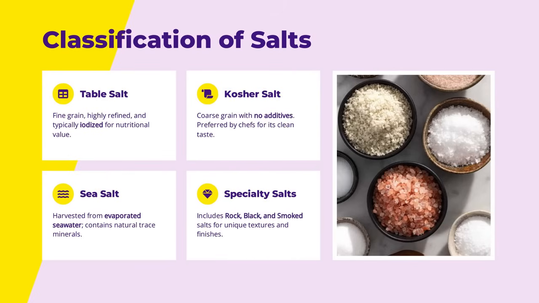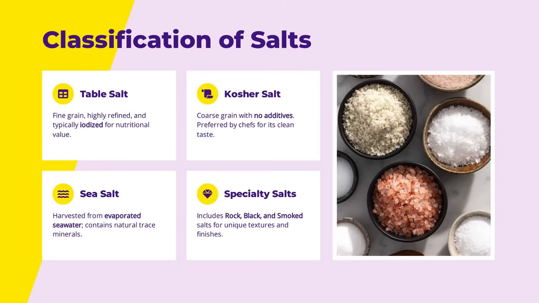Now, let us understand the different classifications of salt used in bakery and food preparation. Although all salts primarily provide sodium chloride, they differ in grain size, mineral content, texture, and culinary applications. The first type is table salt. Table salt is the most commonly used salt in households and bakeries. It has fine, highly refined crystals and is usually iodized to provide iodine, an essential nutrient for human health. Because of its uniform particle size, it dissolves quickly and distributes evenly throughout doughs and batters.